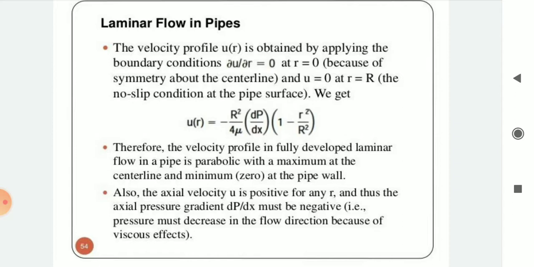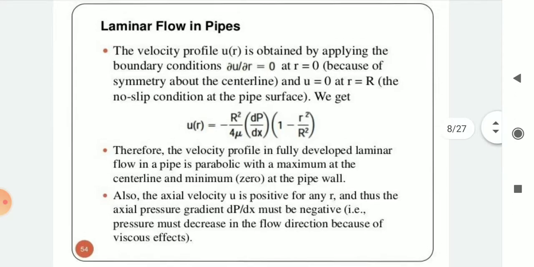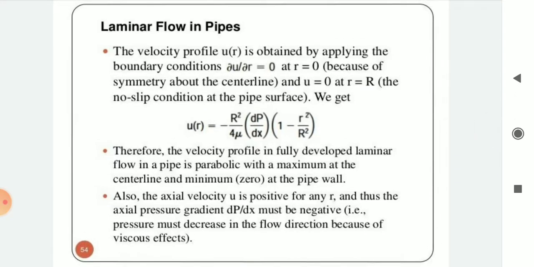Therefore, the velocity profile in fully developed laminar flow in a pipe is parabolic, with a maximum at the center line and minimum 0 at the pipe wall. Also, the axial velocity u is positive for any r, and thus the axial pressure gradient dP/dx must be negative. That is, pressure must decrease in the flow direction because of viscous effects.